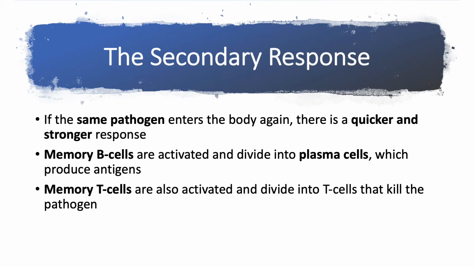The secondary response occurs when the same pathogen enters the body again. It is quicker and stronger than the primary response. This is because the memory cells that remained in the body after the primary infection are activated. Memory B cells divide into plasma cells and produce antibodies. Memory T cells divide into effector cells, which kill the pathogen.